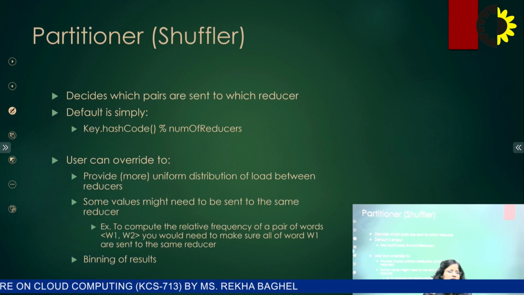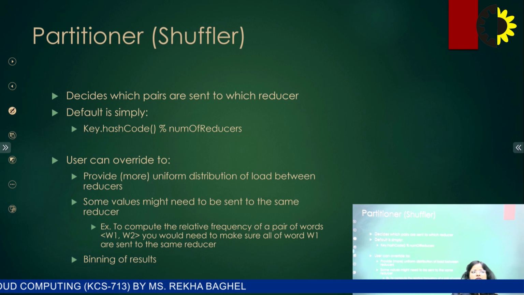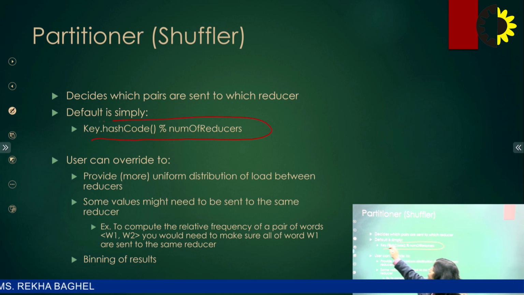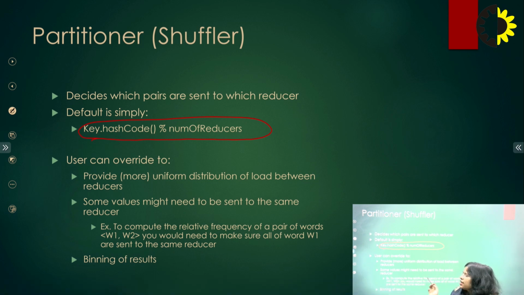So for the partitioner or shuffler, by default it is assigned by using this code: key.hashCode mod number of reducers. The user can override this to provide a more uniform distribution of load between reducers, since some values might need to be sent to the same reducer, and it is a binning of results.